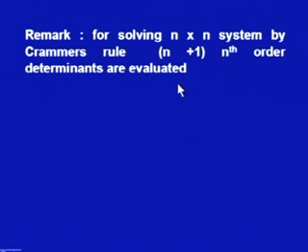Now, this means a lot of computational effort is required for solving by Cramer's rule. Further, there are some limitations on Cramer's rule, that is, the matrix has to be non-singular. If determinant A is equal to 0, this cannot be applied. Further, the matrix has to be a square matrix. So, these are some of the limitations of Cramer's rule.